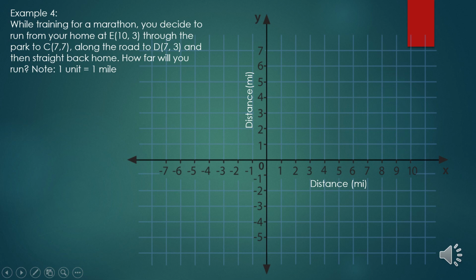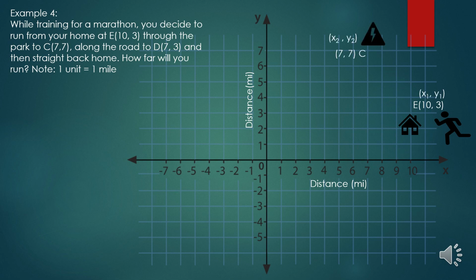Example number 4. While training for a marathon, you decide to run from your home at point E, where point E has a coordinate of x is 10 and y is 3. So this will be our x sub 1 and y sub 1. Through the park to point C has a coordinate of x is 7 and y is 7 also. And that will be our x sub 2 and y sub 2.